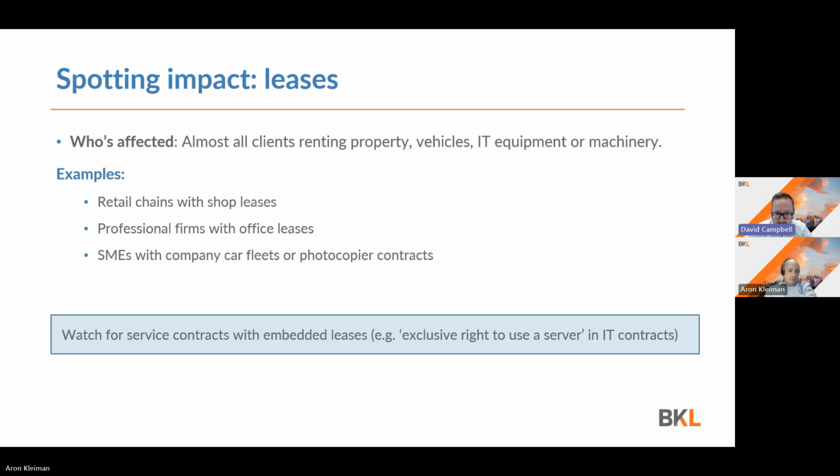Yes, exactly. We'll work through an example, and again, touching on who will be impacted, it's going to be almost all clients who rent property, vehicles, IT equipment, or machinery, and we suspect that will mean almost all clients, because almost all clients will at least rent their property, although some may obviously not. In terms of the highest impact, what sectors are we going to see the biggest impact in? It's likely going to be retail chains with shop leases, professional firms with office leases, or SMEs that have company car fleets or photocopier contracts. All those kinds of arrangements will be within the scope of the changes when they come in January.